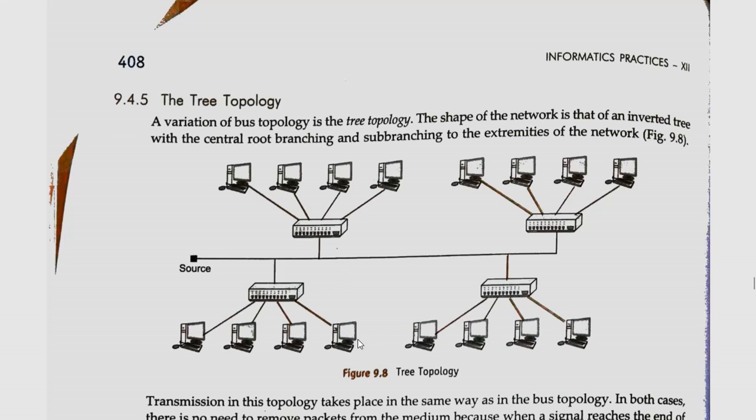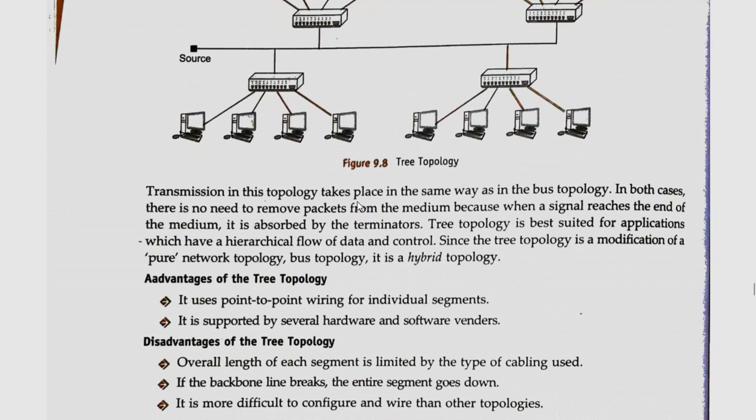Now here you can see the tree topology being represented. It is a single source. From here the branches are divided, and further on these branches there can be sub-branches also. Transmission in this topology takes place in the same way as in the bus topology. In both cases there is no need to remove packets from the medium, because when a signal reaches the end of the medium, it is absorbed by the terminators.